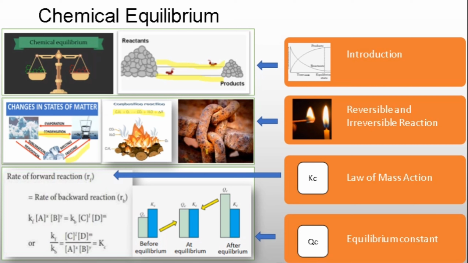If Qc is greater than Kc, it means the reaction will go backward. You can see the yellow arrow showing the direction of the reaction going backward. So Qc is very important, as it identifies the rate of reaction, the direction of reaction, and the extent of reaction, meaning how far the reaction will proceed. This is the introductory lecture.